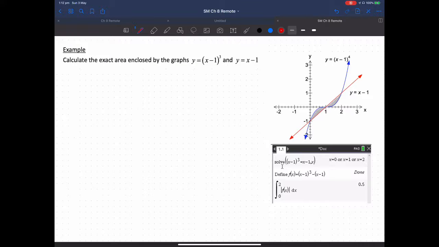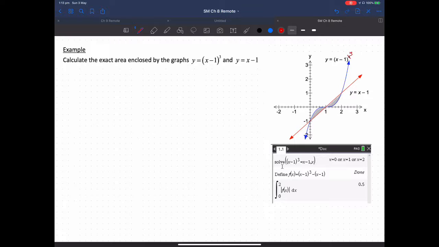This is a straightforward example, typical of what you may have found in maths methods. We're asked to calculate the area enclosed by the graphs y equals (x minus 1) cubed and y equals x minus 1. It is represented here graphically. The curve in blue is labelled y equals (x minus 1) to the 4. That should be cubed. So it asks us to calculate the exact area enclosed between the curves.